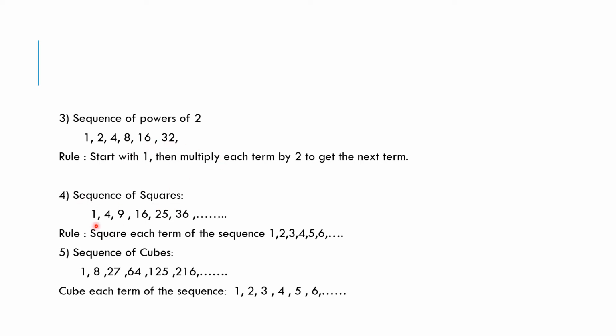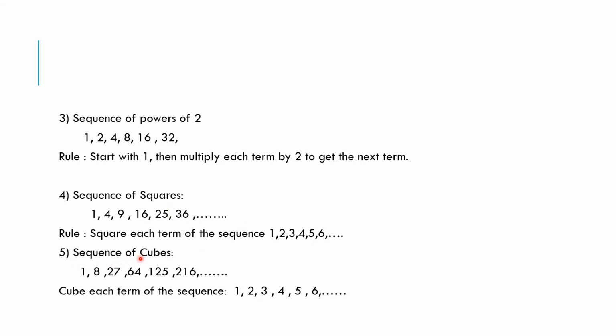Sequence of squares: 1, 4, 9, 16, 25 and 36. Now what is the rule? Square each term of the sequence 1, 2, 3, 4, 5, 6. Like square of 1 is 1, square of 2 is 4, square of 3 is 9, square of 4 is 16, square of 5 is 25 and square of 6 is 36.